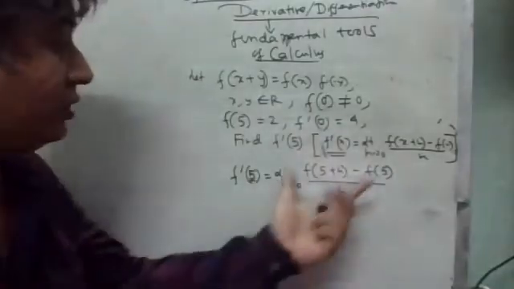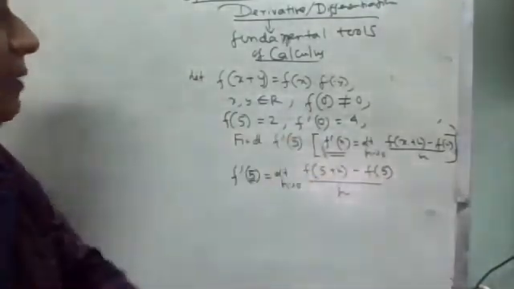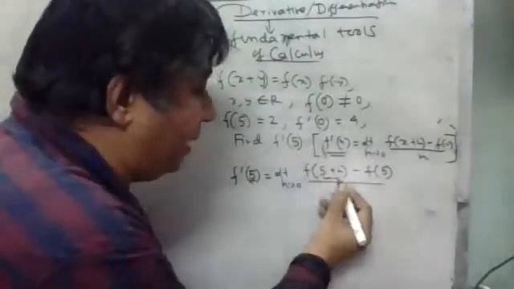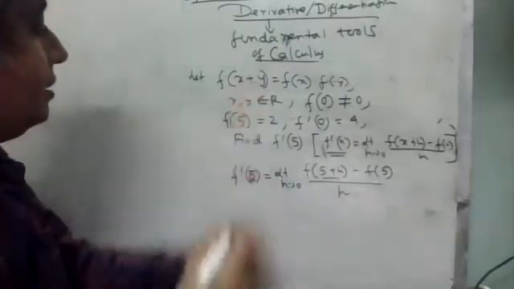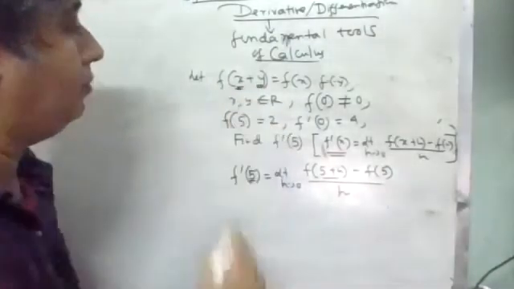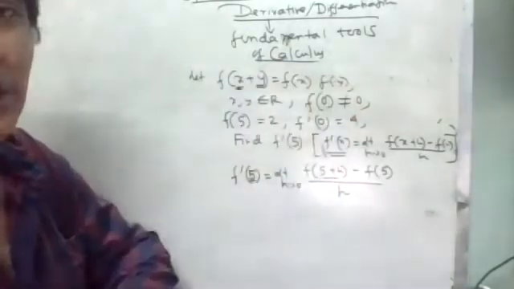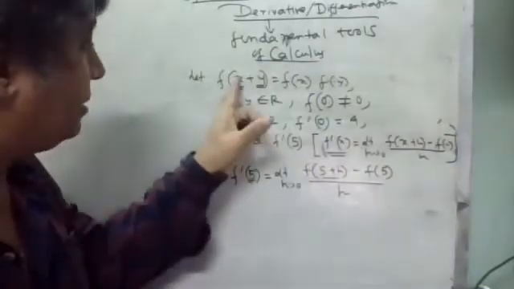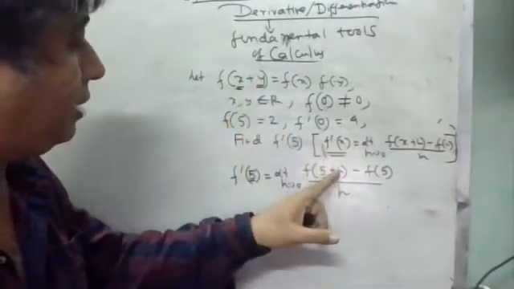Okay, so we could reach up to this stage. The main part is written. Now the problem, how can I split this? Any clue is given in the question? Yes. If two variables are in additive form, then here the function is defined by f(x) into f(y). Here in place of x, what is given? 5. In place of y, h.